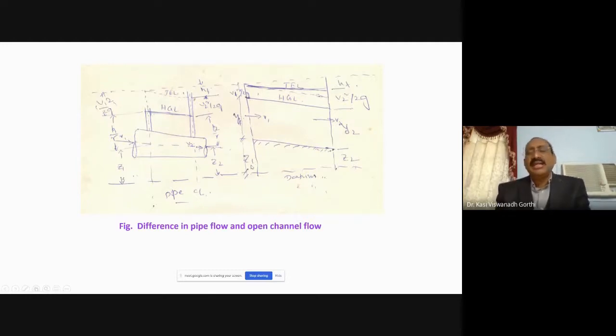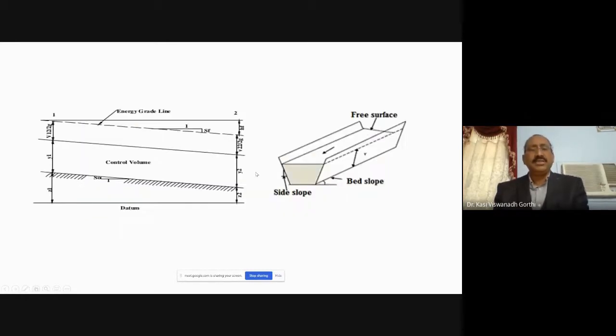What is Z? Z is the datum head, the elevation head with respect to any arbitrary datum up to the channel bed. Y is the depth of flow at that particular section. The depth of flow means the actual height, or the difference in level between the top water surface and the bottommost point of the channel. So this is the depth of flow Y. So Z plus Y plus V square by 2g gives you the total head in the case of open channel flow by applying the Bernoulli's equation. This figure also gives you the same information.